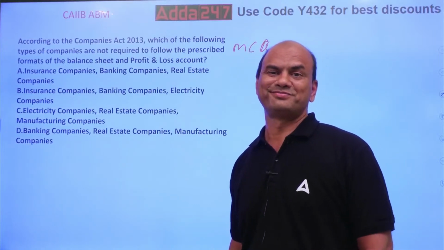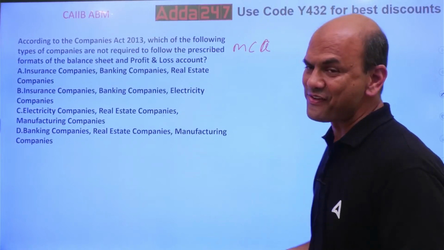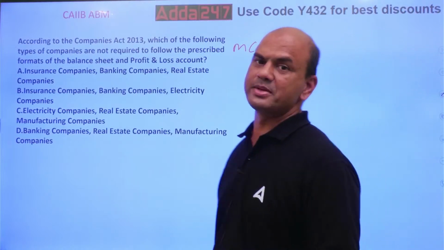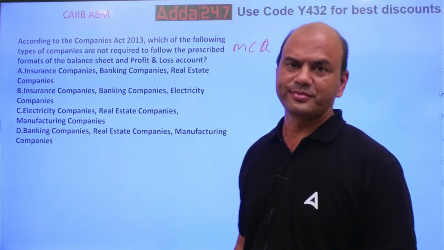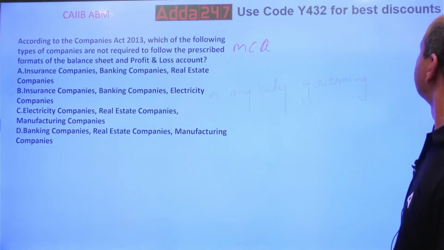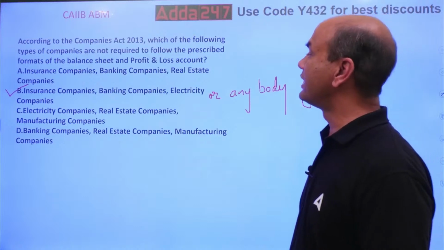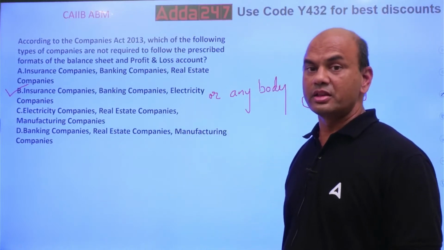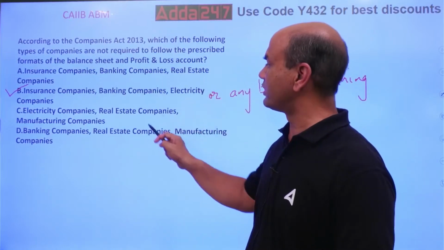Think over it. Everyone think over it. Let me check, I have the answer. It is insurance, banking companies and electricity companies. Now why these? Why only these? Why not real estate? Why not manufacturing?